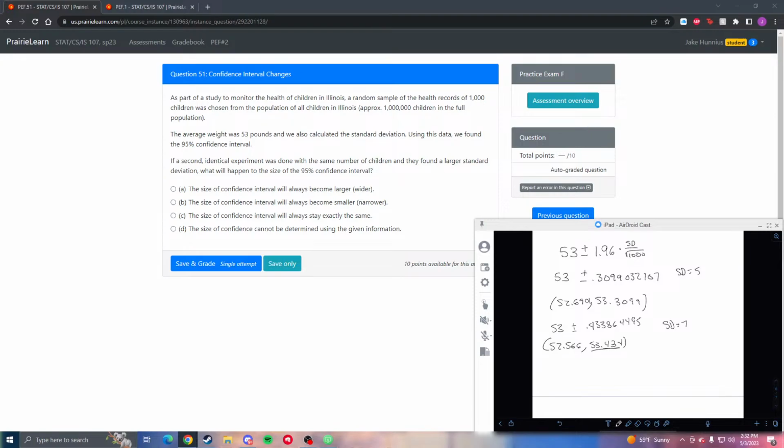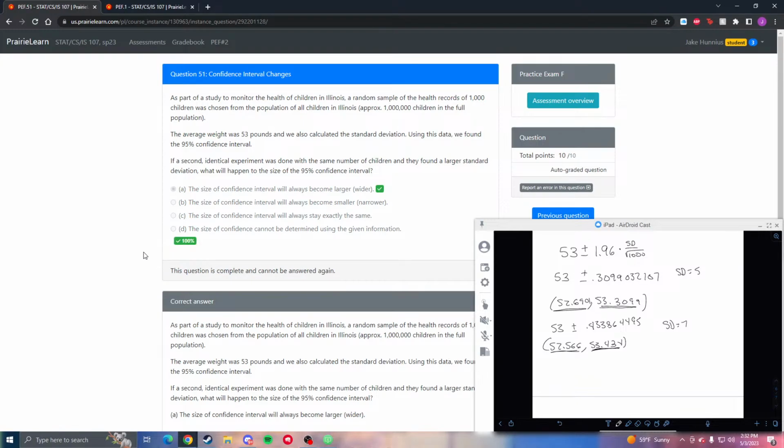So our right end is higher than our right end over here, and our left end is lower than our left end over here. Whenever you find a larger standard deviation, the size of the confidence interval will grow larger. If you had a smaller standard deviation, it would grow smaller.